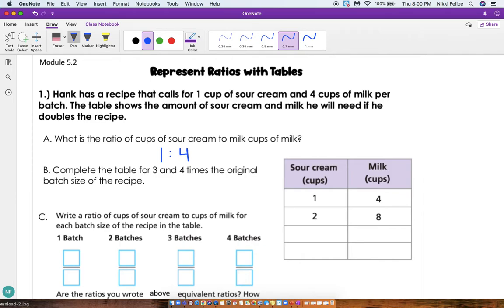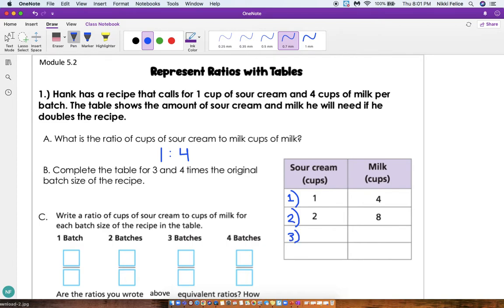So here we can see a table has been started. For batch 1, we would use 1 cup of sour cream, 4 cups of milk. For the second batch of a recipe, if we wanted to double the recipe, that means we would need double the amount of sour cream. So instead of 1 cup, we would need 2 cups. And instead of 4 cups of milk, we would need 8 cups of milk.